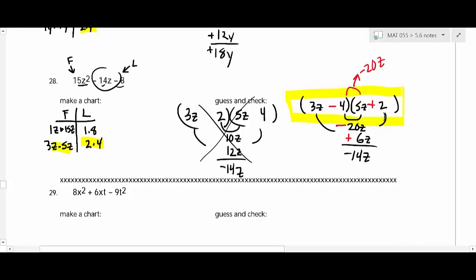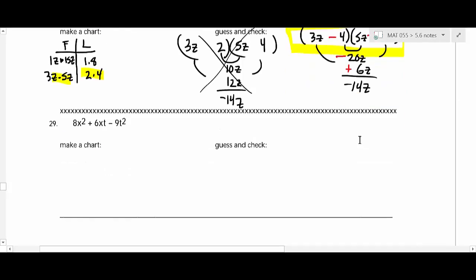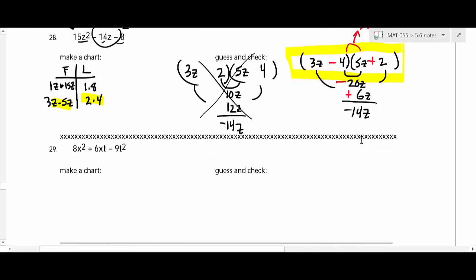Okay, now I'm going to go through a couple more things here to finish up. This one is the same as what we did, except it's got 2 variables. So I'm still going to look at this with a trial and error approach. For my first term, I'm going to look at 1x and 8x, then 2x and 4x are my 2 possibilities.